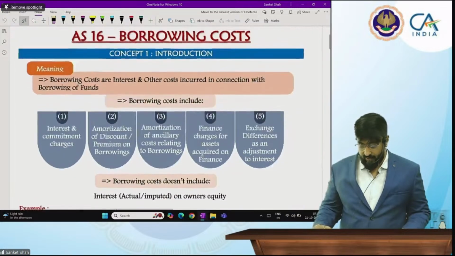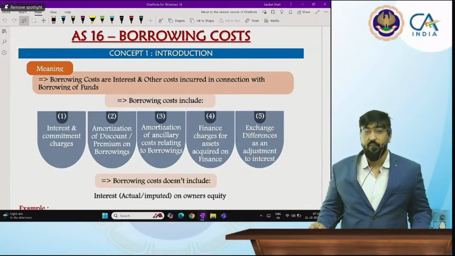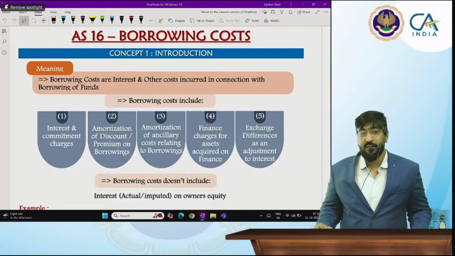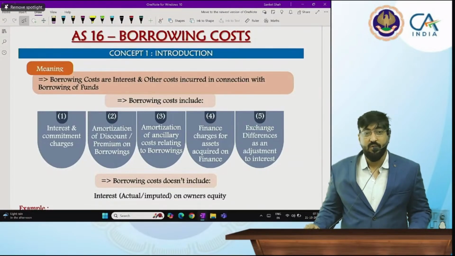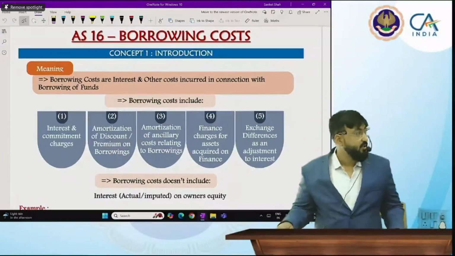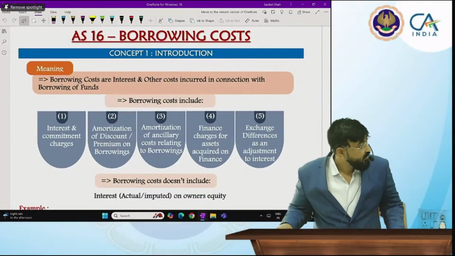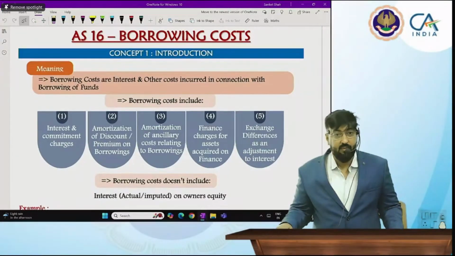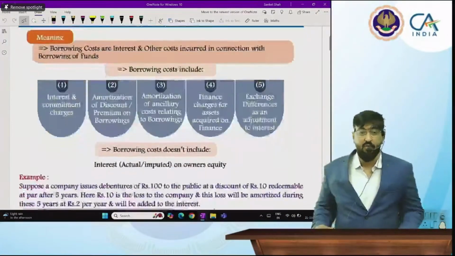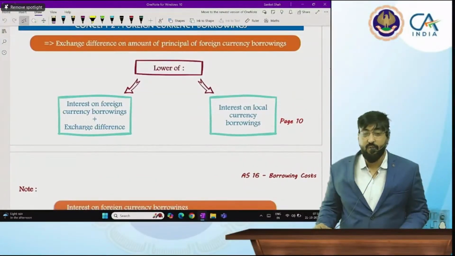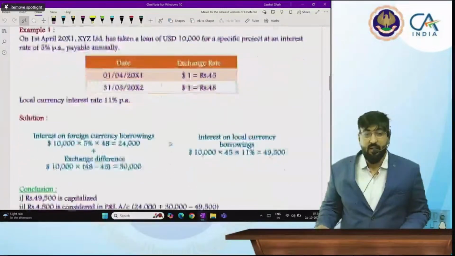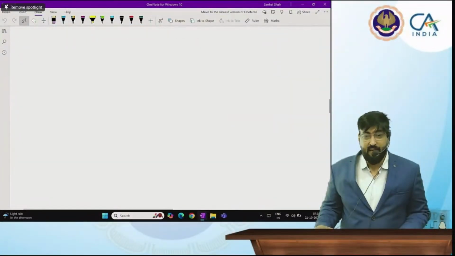Chalo, let's start. So what we have covered in the last session is accounting standard 16, borrowing cost. In borrowing cost, we have seen the meaning. Okay, Ajay Suresh, now you can mute yourself. Borrowing costs are the interest and other costs incurred in connection with the borrowing of funds, and it includes what you are already aware. In case of foreign exchange, we are going to solve some illustrations today. I have given you some examples in the last session.